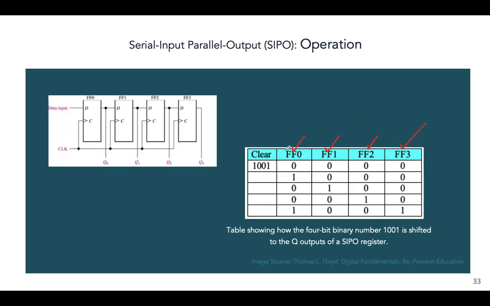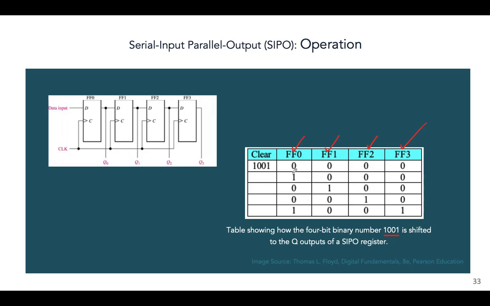So this is the left end, this is the right end. Initially, your flip-flop is cleared. All the outputs are 0. And then we start to move our data 1001 into the register. Now remember, data will go in serially. Each of the bits will go in one at a time.